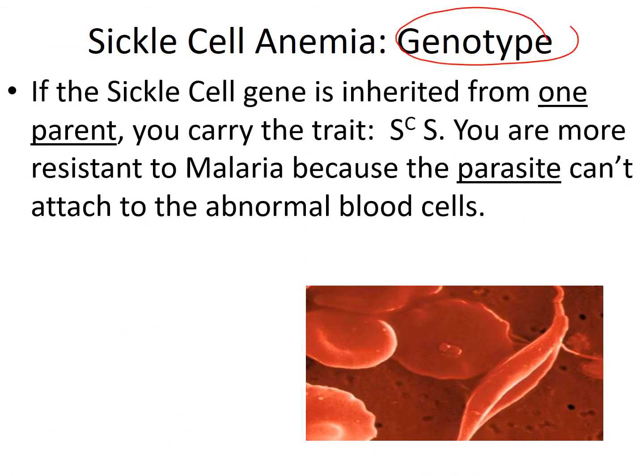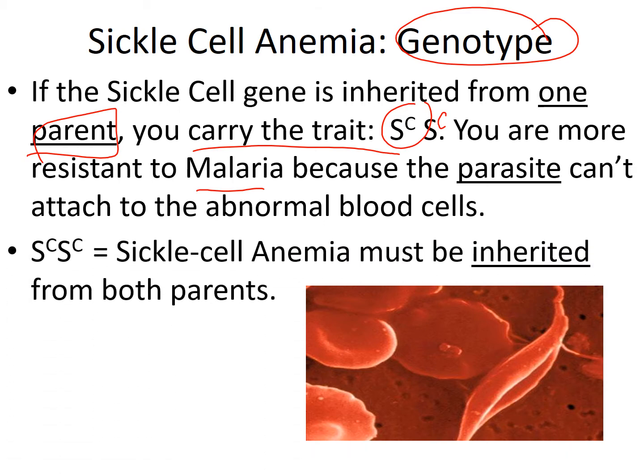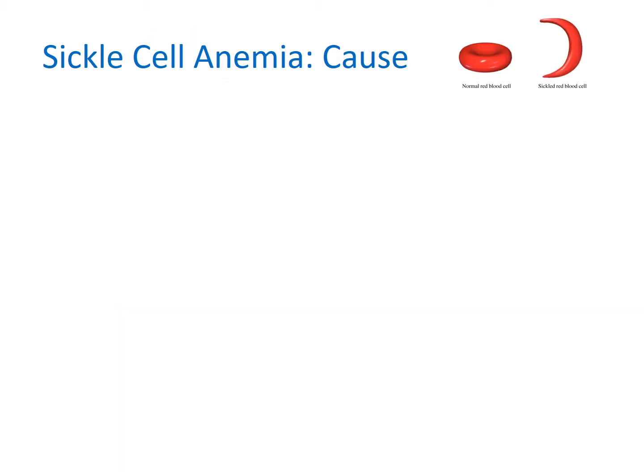So, sickle cell is an issue of the genotype. If a sickle cell gene is inherited from one parent, you carry the trait. So, you see how it's only on one letter. There's a little C on that letter. That means you carry the trait. You do not have sickle cell. If you had sickle cell, there would be another little C like this there. You are actually resistant to malaria because malaria cannot get on that. So that's the only good thing about sickle cell. But honey, sickle cell is not really that good. If you have sickle cell, again, you had to get it from both parents. That's the only way you can get it. You would have two carriers on it.